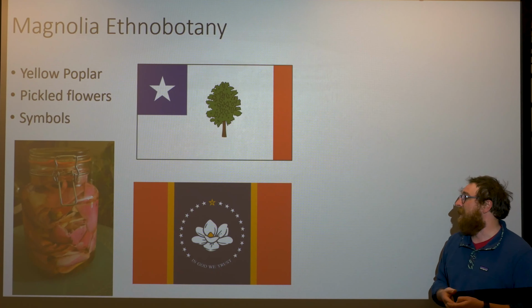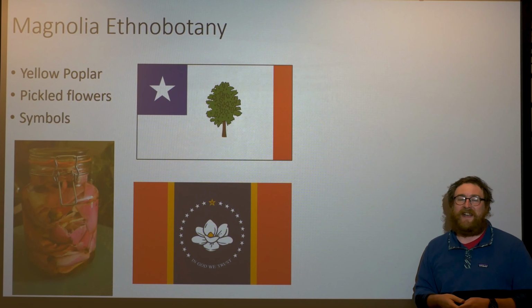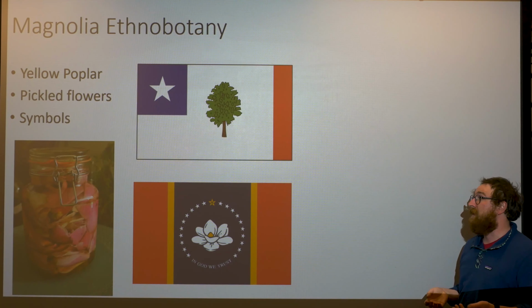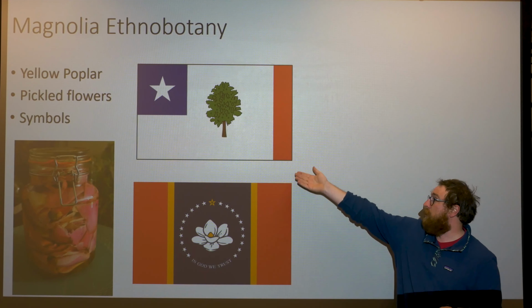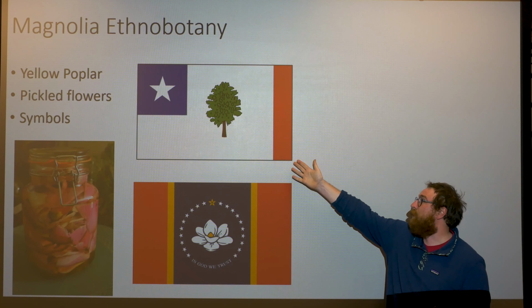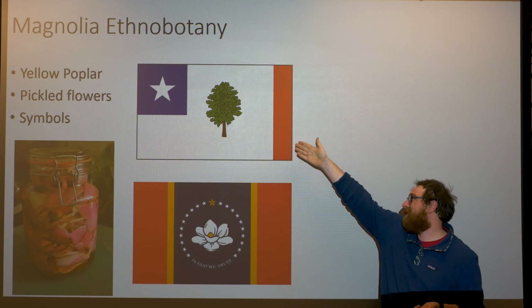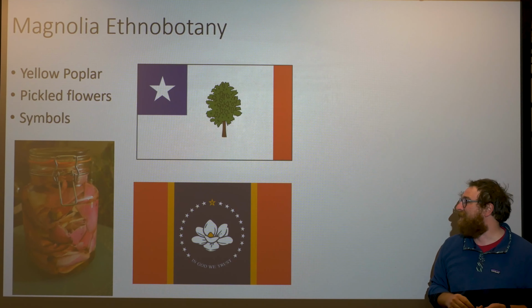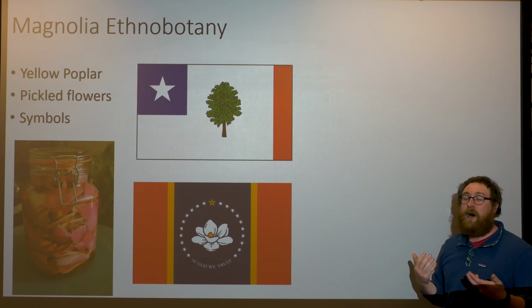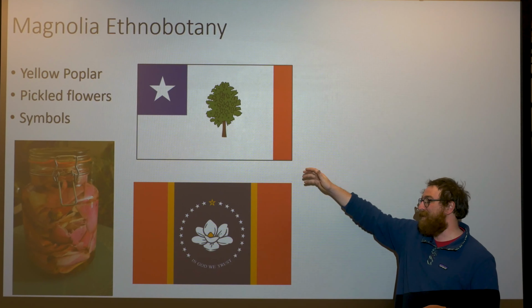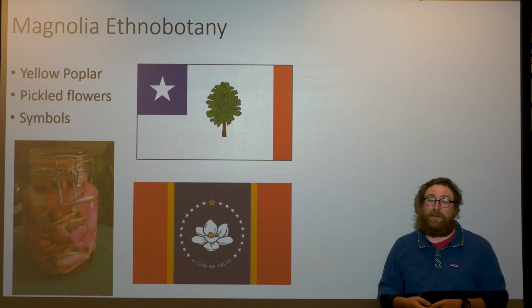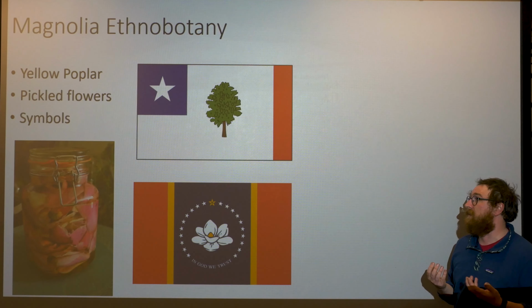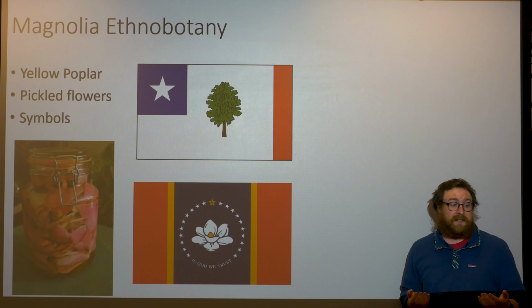And then lastly, the state flags of Mississippi have really reflected their love of magnolias. In fact, the original state flag of Mississippi was this really beautiful one with a nice grand magnolia right on it. And now their new flag, after an intermittent period, has a magnolia blossom on it. It's really seen as a state emblem for Mississippi.